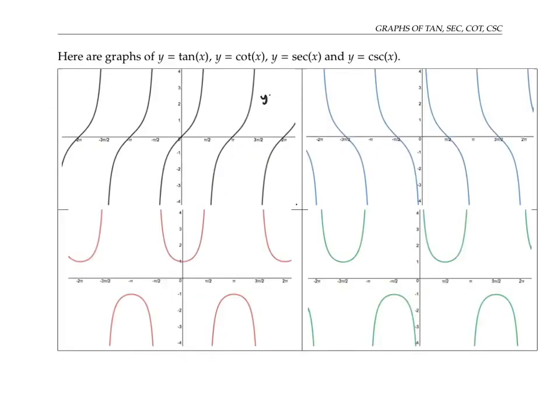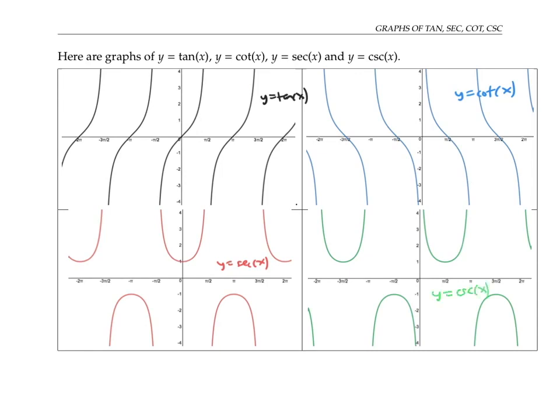We've seen the graphs of y equals tan x and y equals secant x. This is the graph of y equals cotangent x. It looks similar to the graph of tangent x. It's just a decreasing function instead of an increasing one, and it has its vertical asymptotes and its x-intercepts in different places. Finally, this green graph is the graph of y equals cosecant x.